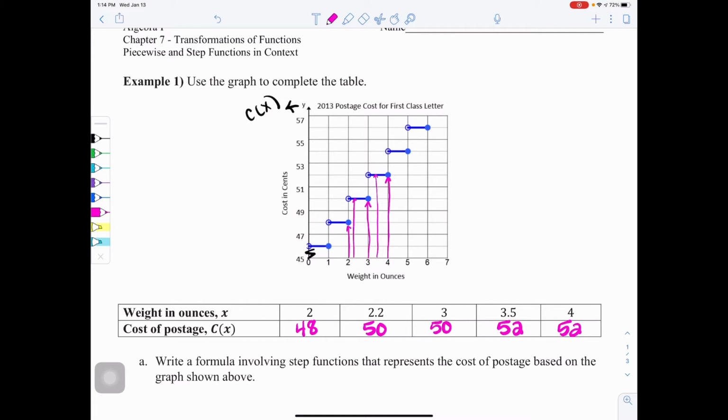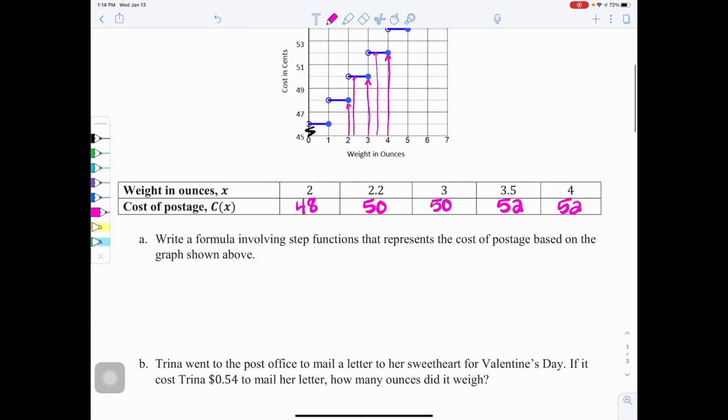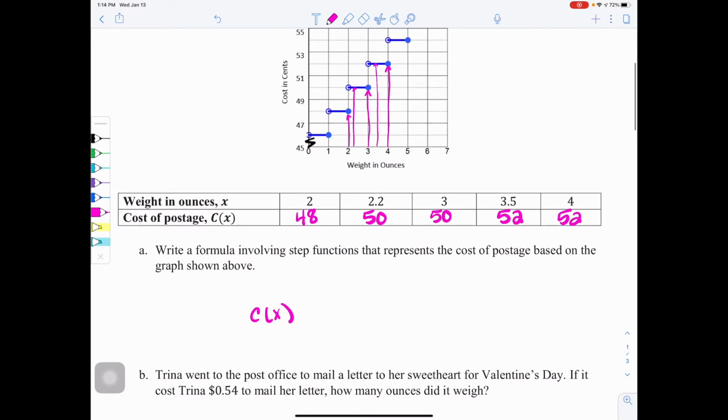So for part A, they would like us to write a formula involving step functions that represents the cost of postage based on the graph above. So remember we have C of X as the identification for our Y values or our output. And then we want to make sure we have an equation for each line that we see.